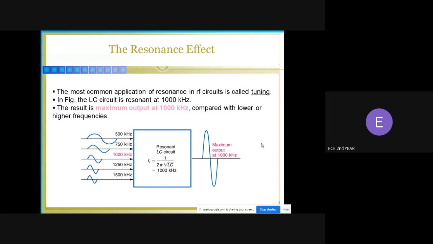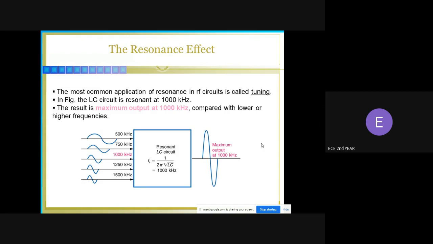So what are the applications of the resonance circuit? The main application of the resonance circuit is in tuning circuits. The most common application is a tuning circuit, for example for radio frequency. We have different types of frequencies in the atmosphere, and we need to collect a particular frequency, so we can go for a resonance circuit. The figure shows different frequencies like 500 kilohertz, 750 kilohertz, 1000 kilohertz, 1250 and 1500 kilohertz. I need to get only the particular frequency, that is 1000 kilohertz.